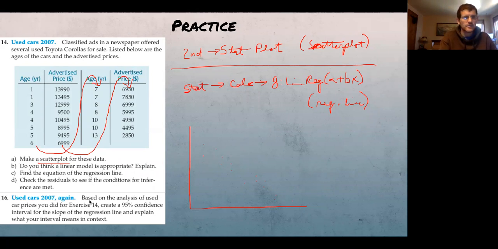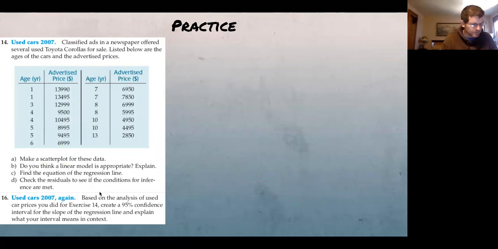Okay, so that was review, part 14, but we're going to use this problem, and you already have the data put in. And now we're going to look at problem 16. And this is the key part of it.